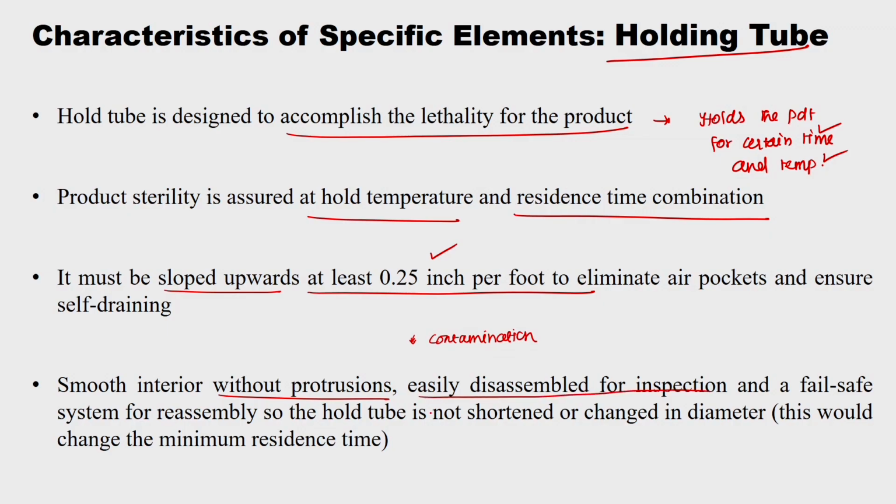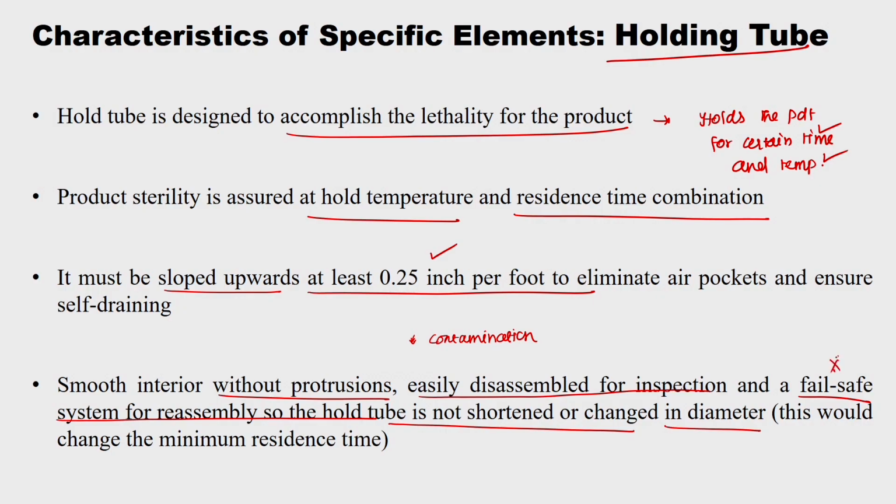It should also be easily disassembled for inspection. If you want to inspect, then it should be easily disassembled, with a fail-safe system for reassembly, so that the holding tube is not shortened or changed in diameter. For example, when you are reassembling, you need to make sure that there is no change or shortening of the whole tube. For that there may be a mechanism, for example a kind of lock mechanism, right. If I have 6 parts, the first part can only fit into the second part, the second part can only fit into the third part, and the third part can only fit into the fourth part, right. So, that is a fail-safe system. If you leave anything out, you will not be able to reassemble it properly, right.